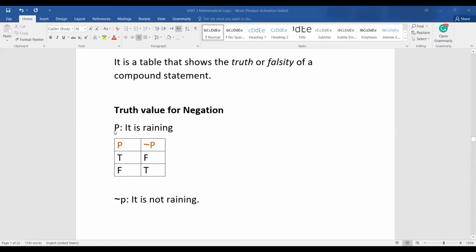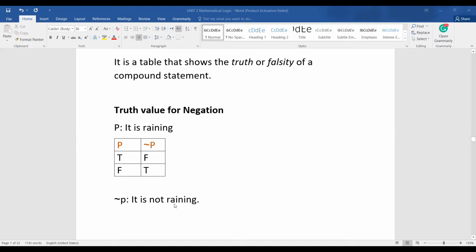We have statement P, it is raining. So statement P is true. True means it is raining. And it can also be false, it is not raining. So for the statement P, we first write the two possible values. It could be either true or false. Now, when we take the negation of P, the negation would be the opposite. The opposite of true would be false, and the opposite of false would be true.